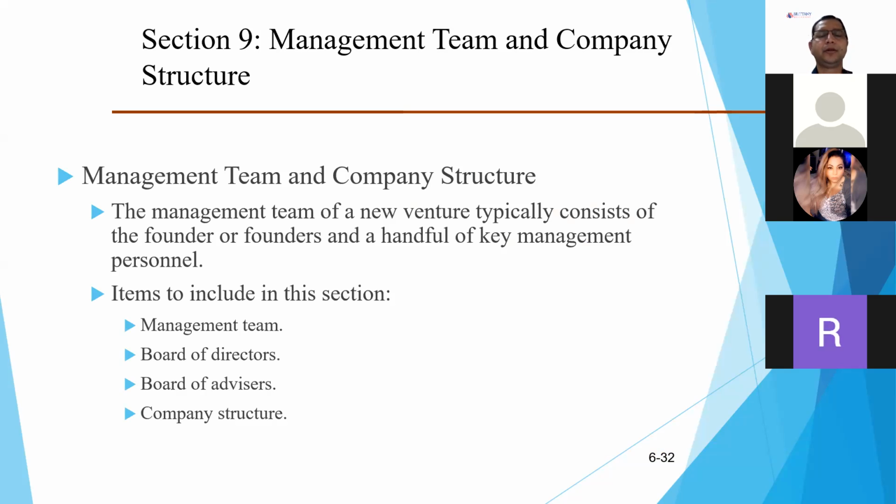Management team and the company structure. An investor would always like to see this section. The management team of a new venture typically consists of the founder or the founders or a handful of key management personnel. You want to provide a kind of organizational structure here, introducing the management team, board of directors, board of advisors, and company structure. So you can include all these points in this section called management team and company structure.